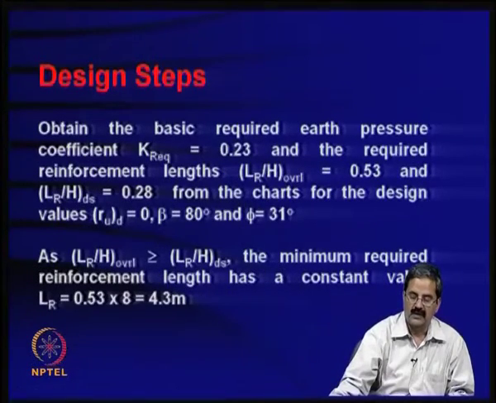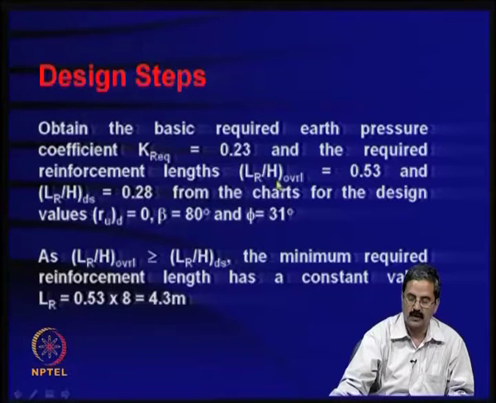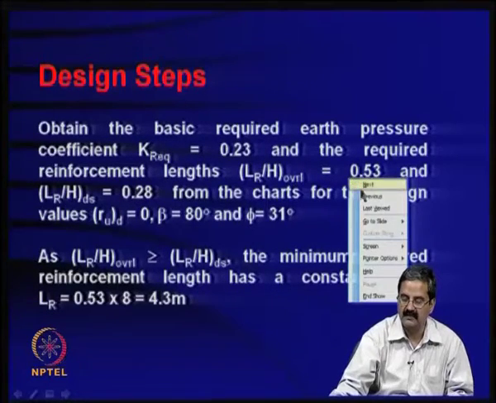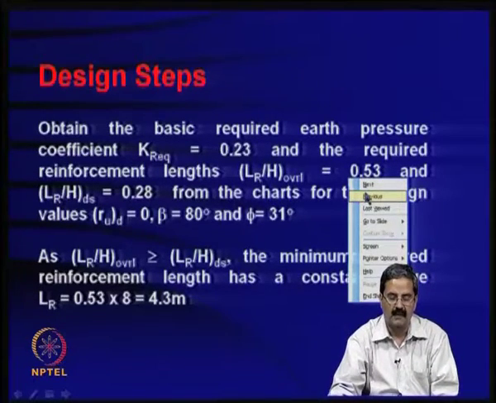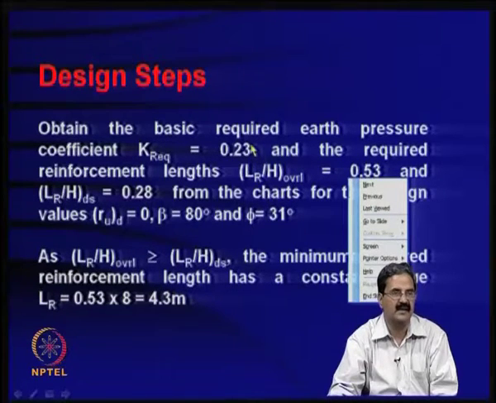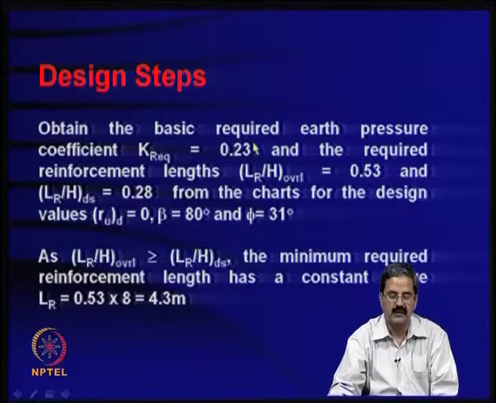So, what you are trying to do is, I will show you how you go about this design. Obtain the basic required earth pressure coefficient 0.23 and the required reinforcement length. I just showed you the previous diagram, like that chart. Based on the 80 degrees inclination and friction angle, you will get this required value.